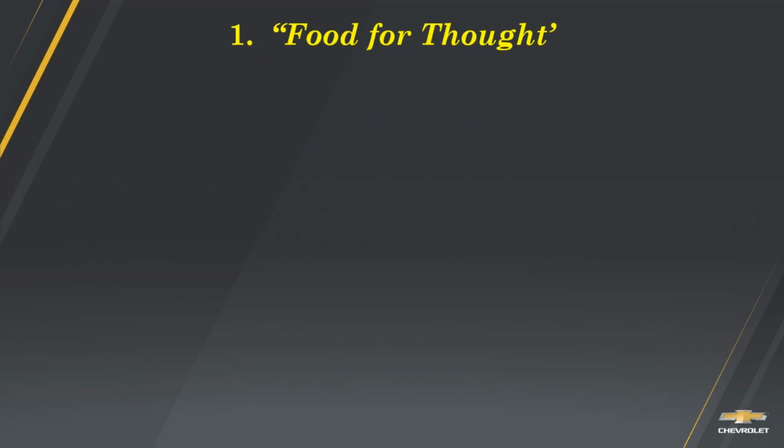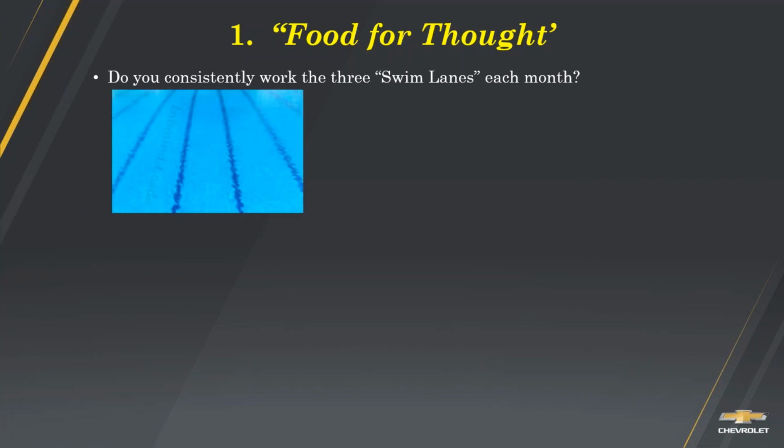So let's get started with food for thought, mostly in the form of questions. The first one I talk about all the time, and I talk a lot about the monthly work cycle. My question to you, if you're an individual operation or a multi-person BDC, sales or service, this applies to both sides of the house: do you consistently work the 3 swim lanes each month? The 3 swim lanes that we look at are the inbound leads, digital inbound leads, dealer maintenance notification, internet request on the service side. How well do they work?